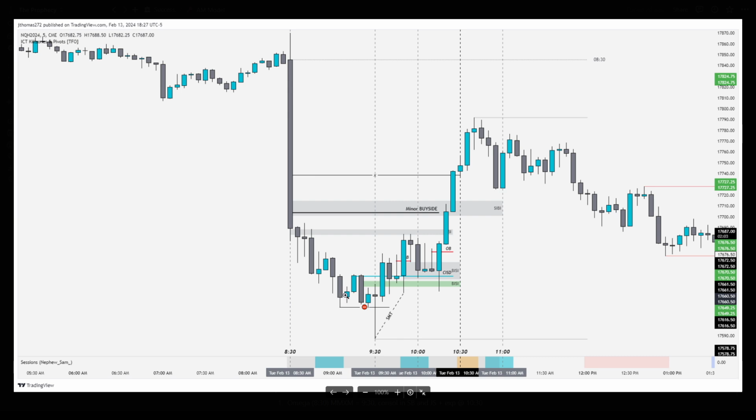Last green candle or down closing candle that should have held. In this case, it'd be a bearish order block. So this 2 candle pattern in here would be your bearish order block.